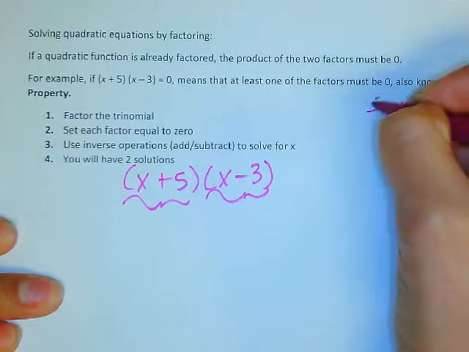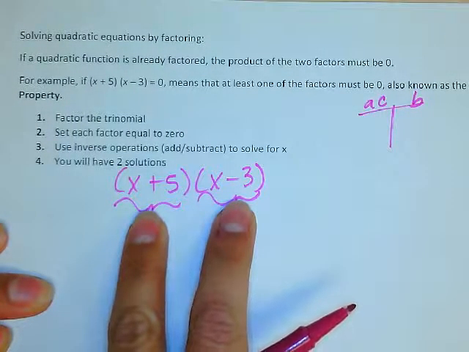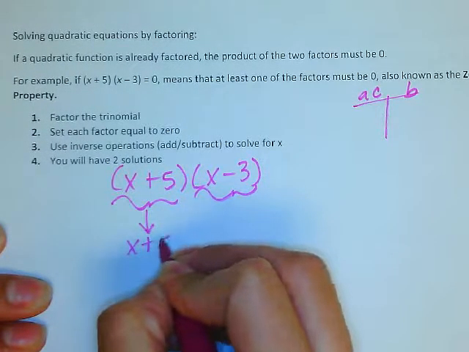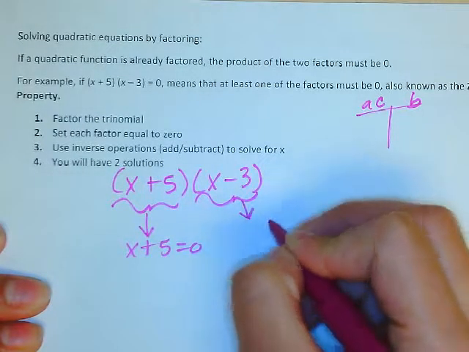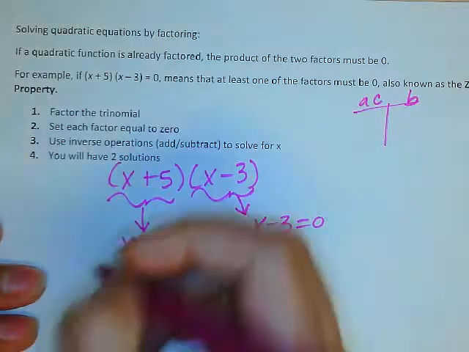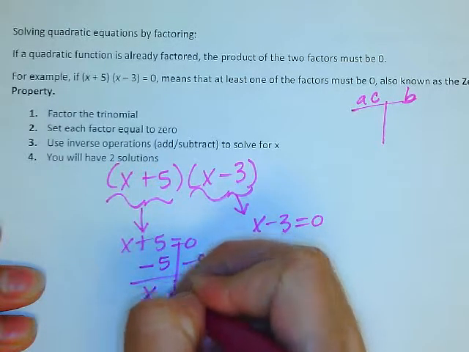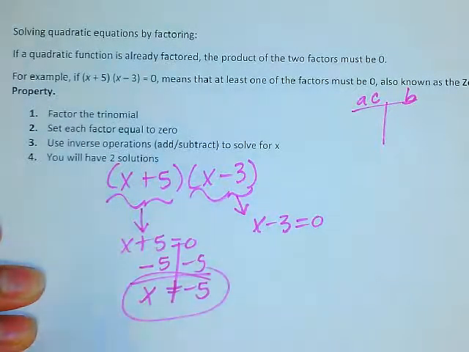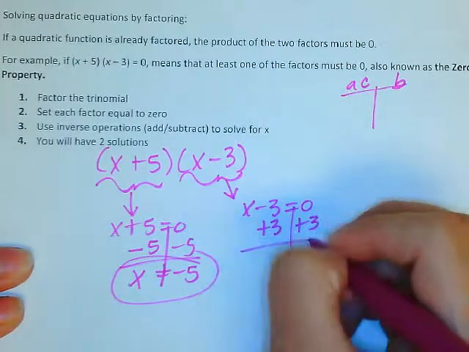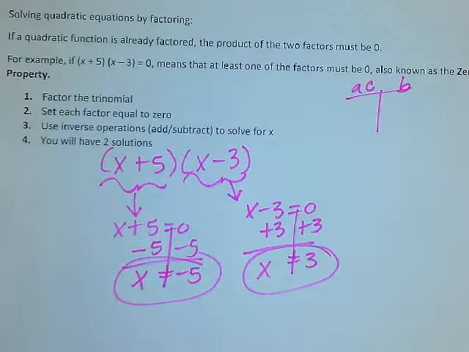You know, factoring means we already did the AC equals to B, and this was our answer. Okay, once we get the answer, we're going to set each equal to 0 to find the zeros. So this would be minus 5 to solve for x. So my x would be negative 5, and this would be plus 3, and x will equal positive 3.